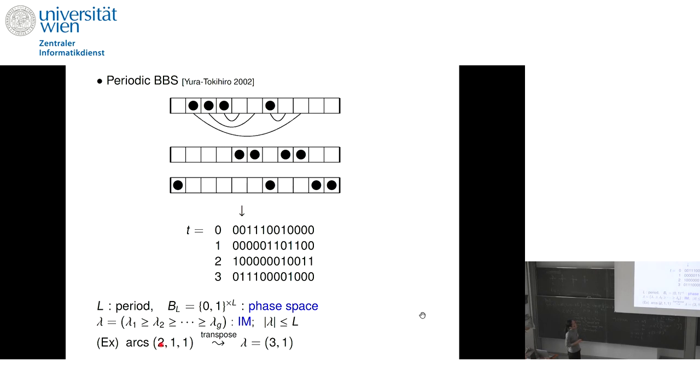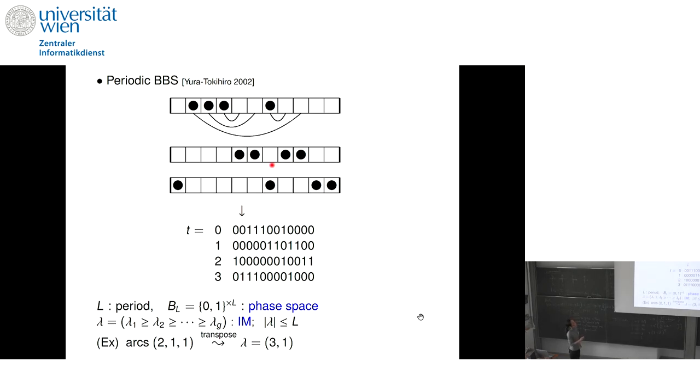So we have 2, 1, 1. Actually, this 2, 1, 1 isn't changed. It is a conserved quantity. And by taking a transpose of this, we get 3, 1. It is nothing but the number and size of solitons. So in this way, we can compute integrals of motion also for the intermediate state easily.